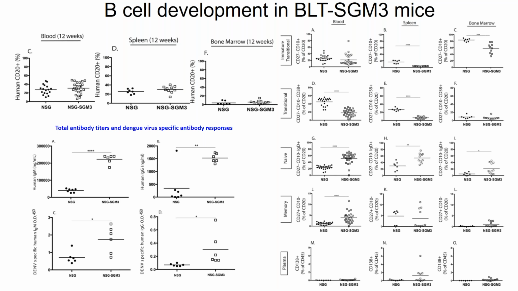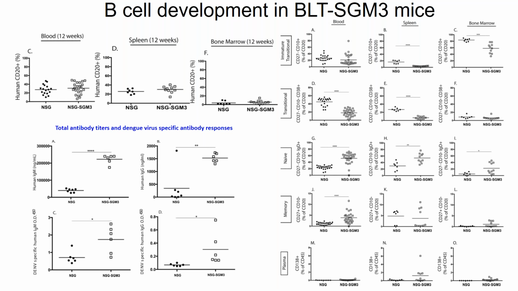However, in HGM3 mice, the B cells are much more mature. Some of the figures shown on the right of the slides show that the immature B cells and the transitional B cells are far less in SGM3 animals compared to the NSG model.